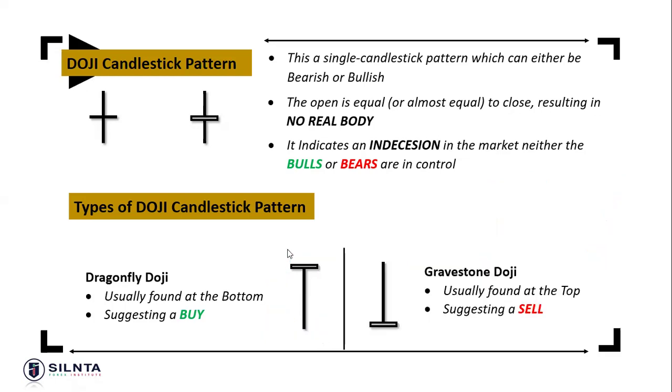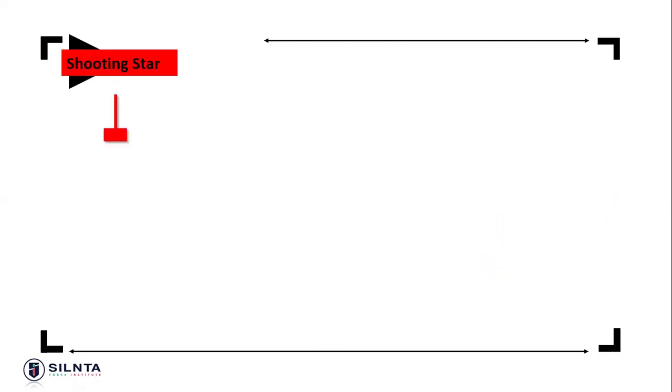Then we have the gravestone doji. It's usually found at the top, suggesting a sell. And then we have a shooting star. That is a shooting star right there. The shooting star is a special type of doji, which will be more confusing when we talk about the hammer.